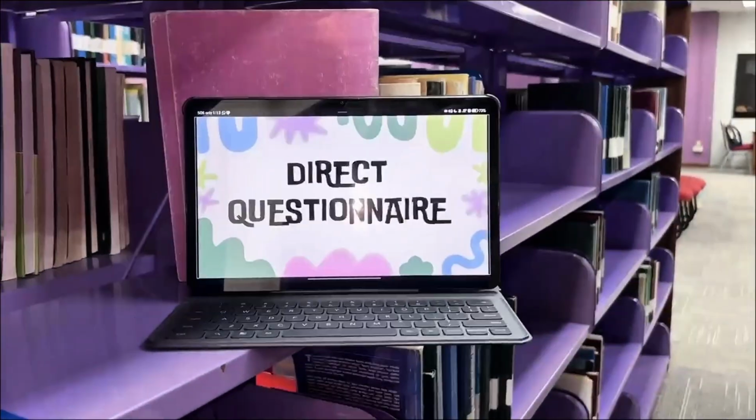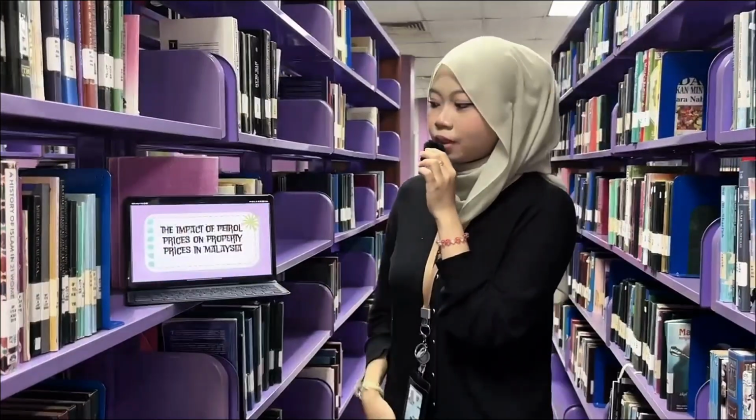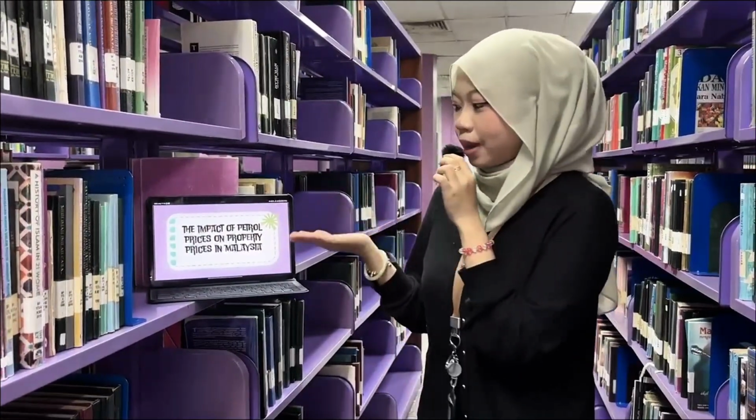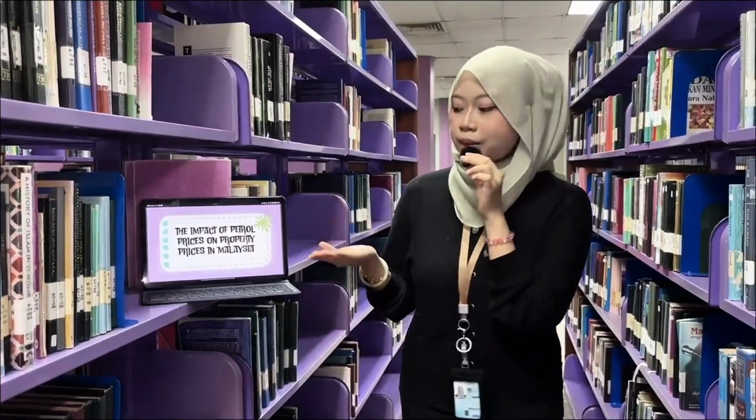For our group assignment, we use a direct questionnaire to collect our data. So what is a direct questionnaire? A direct questionnaire is a set of questions that are given directly to the respondents to give their opinions, information, and feedback about our case study. What is our case study? Our case study is about the impact of petrol prices on property prices in Malaysia.